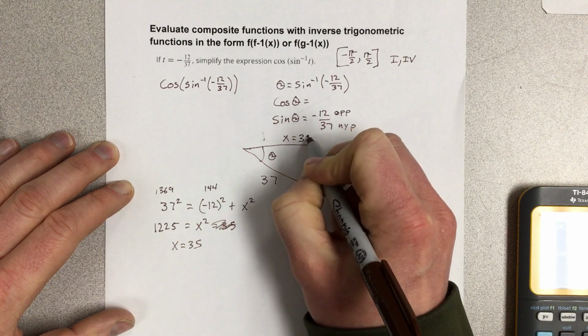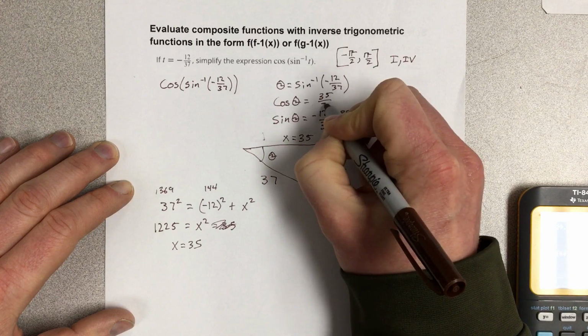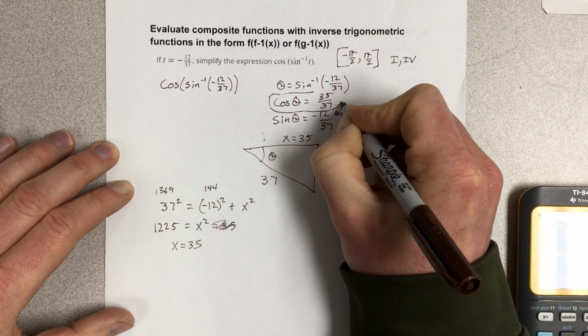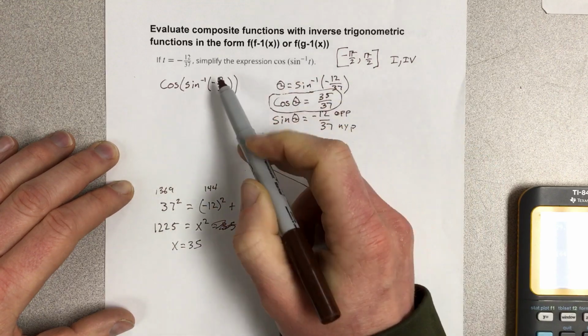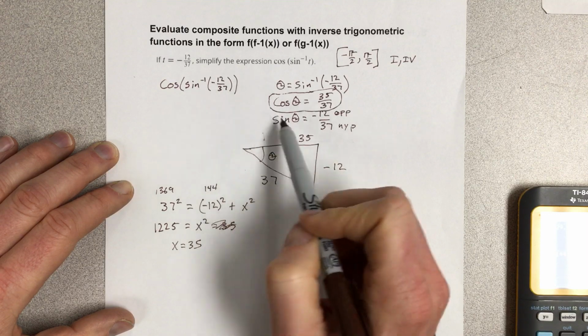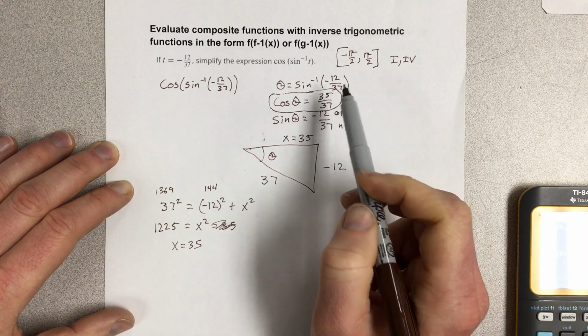So what does that make cosine theta then? Well, cosine theta would be 35 over 37, which would be the solution for this problem. We're trying to evaluate cosine of sine inverse of negative 12 over 37, and we found that sine theta is negative 12 over 37, so cosine theta is 35 over 37.